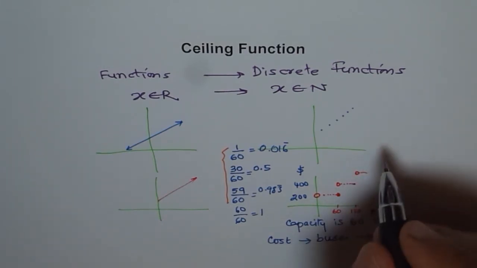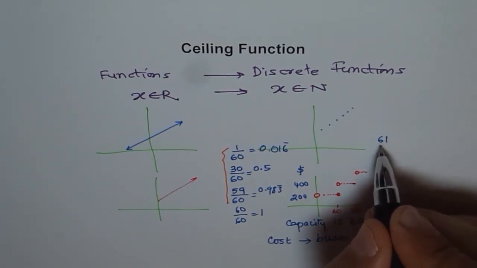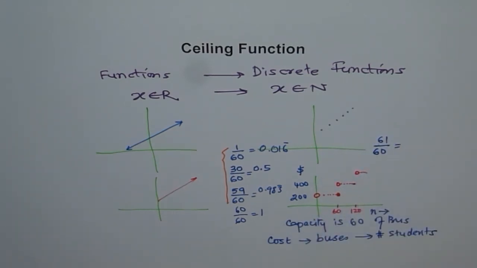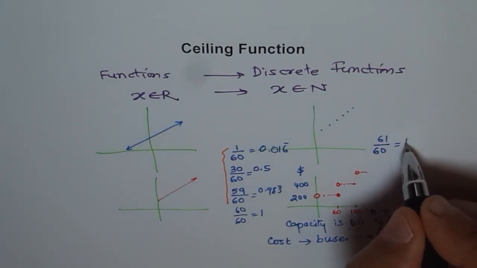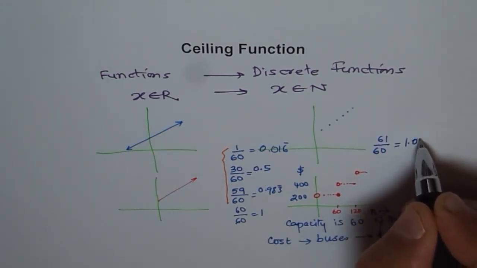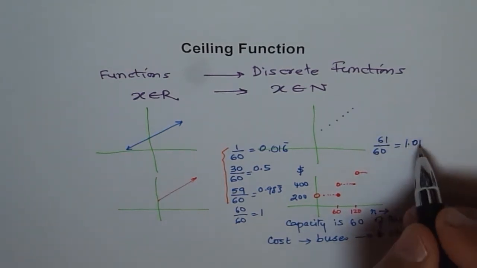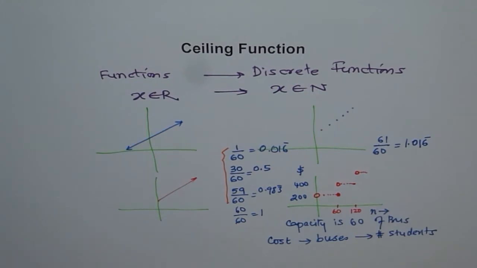But what happens if I do 61? Then 61 over 60 is more than 1, of course, but how much more? Let us see. Does it make a difference? That's the second point. It doesn't really make a difference. 1.01, it is slightly more than 1. 1.01 to be precise, 6 recurring. But it's more than 1.